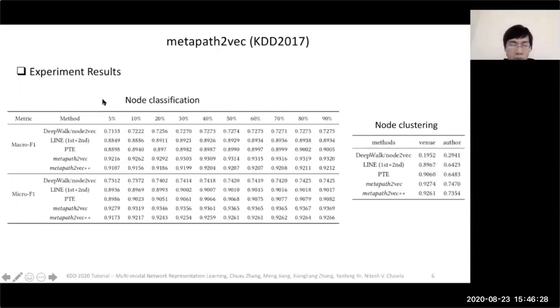Here are some sample experimental results of metapath2vec. The first table shows the experimental result for node classification. We can find that metapath2vec is better than the homogeneous network embedding models for node classification. The second table shows the experimental result of node clustering. It's easy to find that metapath2vec outperforms the homogeneous network embedding models.